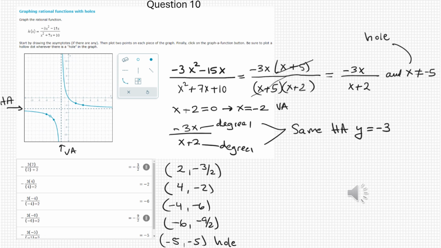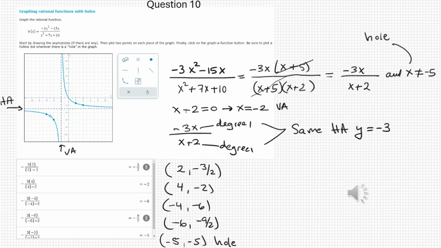Okay, no problem. You have no hole. But if some factor cancels out, it is gone. Then we have a new expression, but keep in mind that this new expression is equivalent to the original except at the hole. So basically, the expression is minus 3x over x plus 2 under the consideration that x is not negative 5, which is the factor that is cancelled.